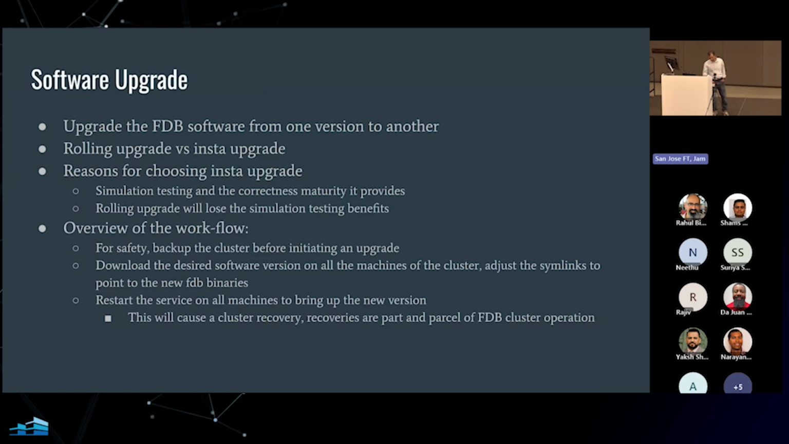If you're curious, many people run into this question: why is the insta upgrade done? It goes back to one of the important paradigms of FDB, which is that they want everything to be tested with simulation testing. The simulation testing is testing all the scenarios and increasing the maturity of the software. If we had to do rolling upgrades, then you need the simulation testing to be able to run two versions of the software, the old version and the new version that you're going to upgrade to, in different pieces, right? So that's a very hard thing to achieve.